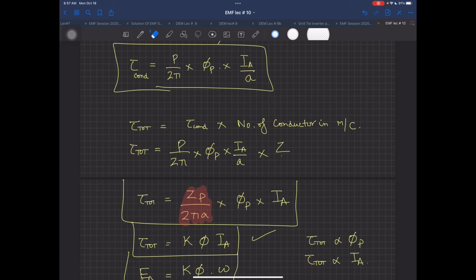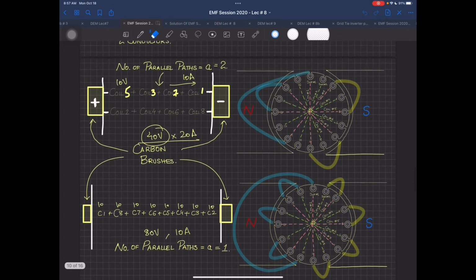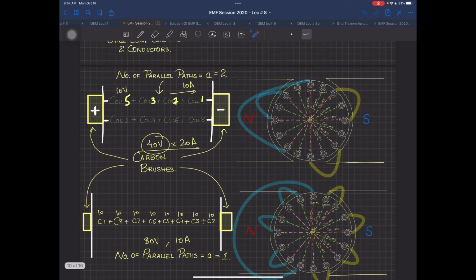Number of conductors in the whole machine. If I go back over there, this is your EMF lecture. How many conductors are there in this machine? Z here, Z here. Okay? The only thing changing over here is that in these conductors and these conductors, the current is divided in half. Here it is full. So this current will be IA divided by 2, this will be IA divided by 2. Here this will be IA. Okay? So the number of conductors is still the same. That will be multiplied by Z.